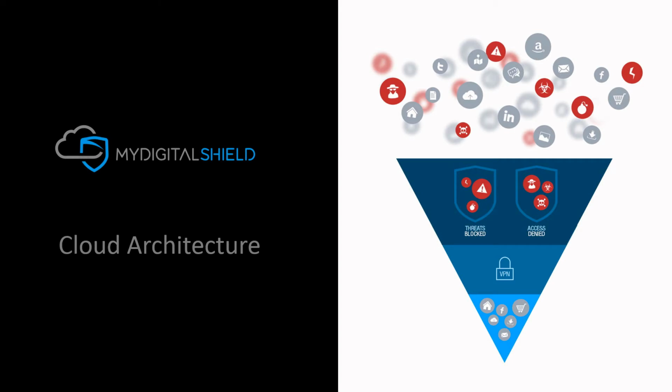Today we're going to talk about the cloud architecture of My Digital Shield. You probably heard of it referred to as the MDS Cloud. It may look a little bit complex from the outside, and you say, what's going on there? What is really in the MDS Cloud? What is this device that I have? What does it really do? We're going to try to answer all of those questions in the next few minutes.